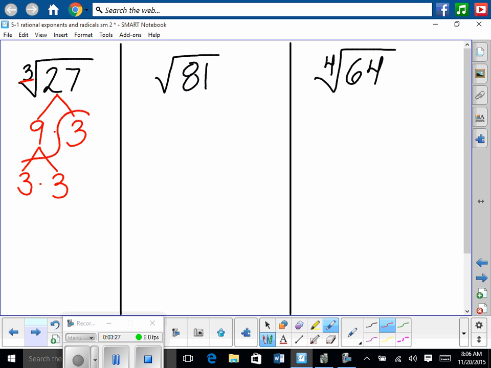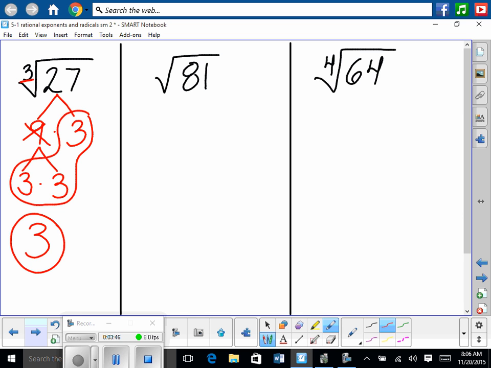So there's 3 3s right there that can come out. Is the 9 still there? No, right? That would be double dipping. 9's not there. We rewrote 9 as 3 times 3. So we pull out a 3. Was there anything left under the radical? Nope. So our answer is 3. Is everybody good with that?